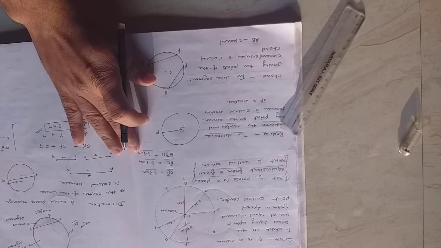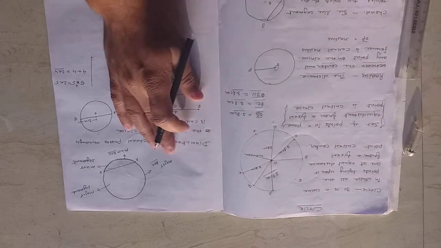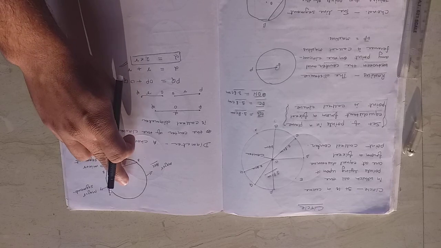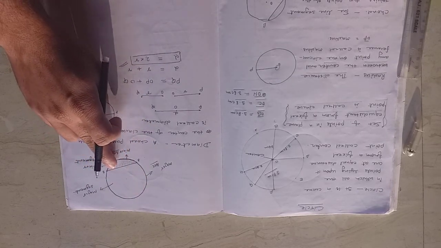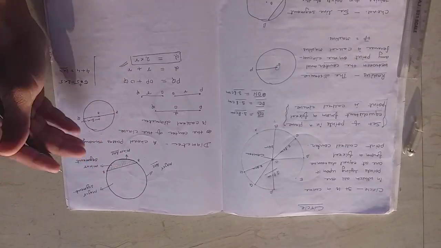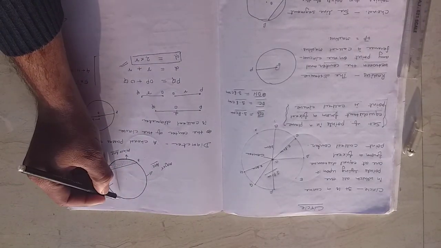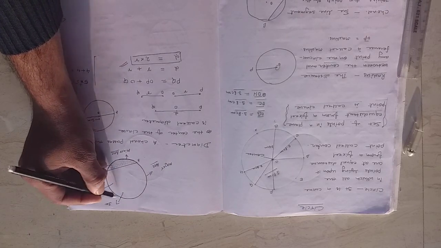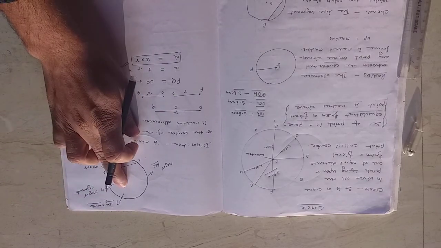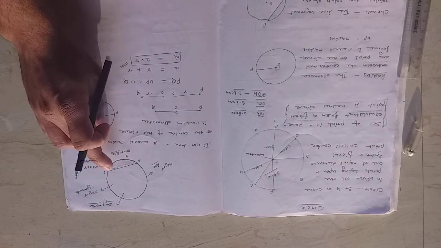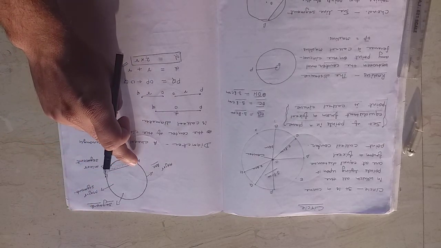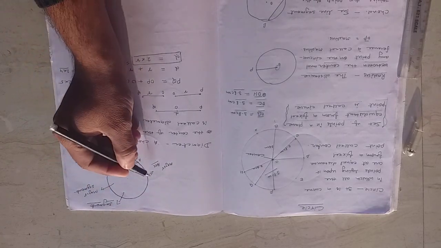Now the next thing: when a chord is drawn in a circle, the region of the circle is divided into two parts. Both parts are called segments, out of which the bigger one is called the major segment and the smaller one is called the minor segment. The arc corresponding to the major segment is called the major arc.